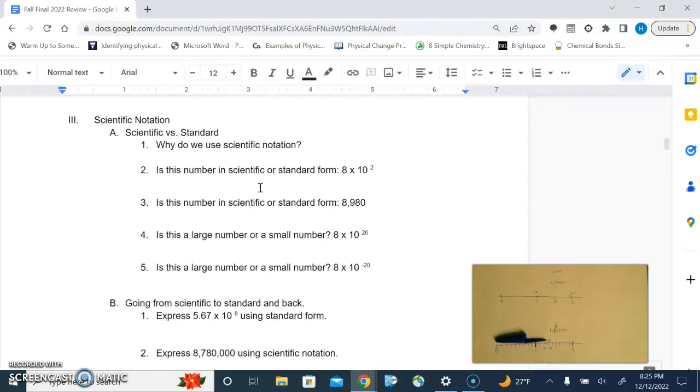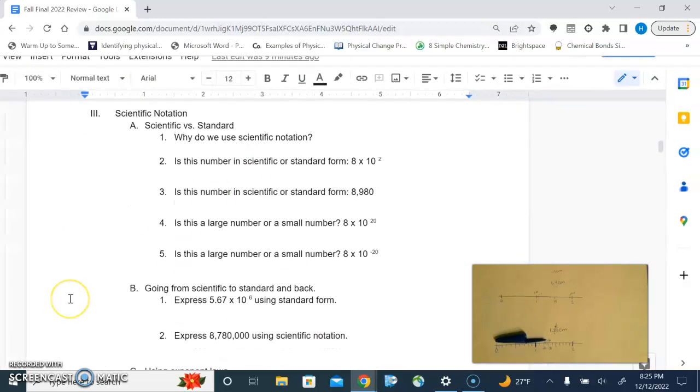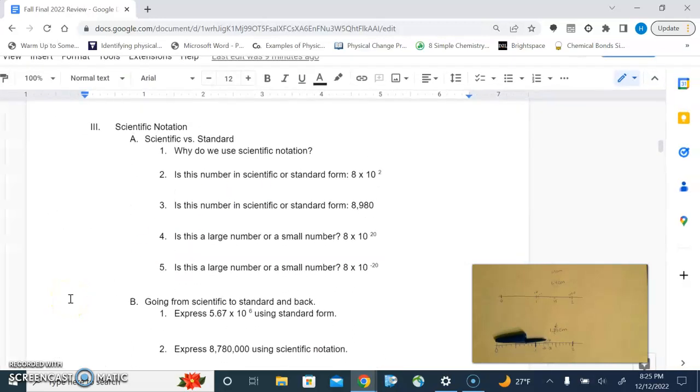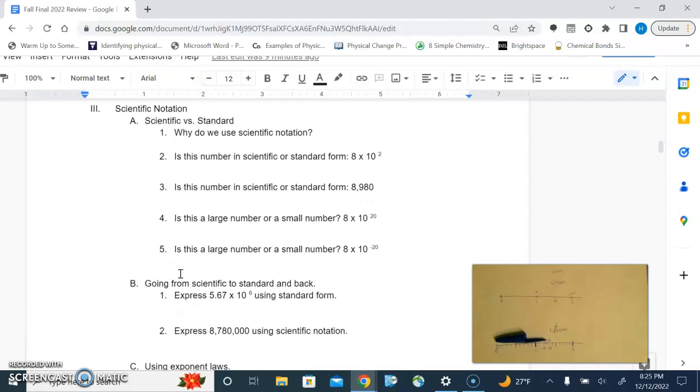That is in your old quiz from this unit as well. Scientific notation. Why do we use scientific notation? Because we are dealing with very, very large and very, very small numbers. This is scientific form because we have a number between 1 and 10 multiplied by 10 to a power.